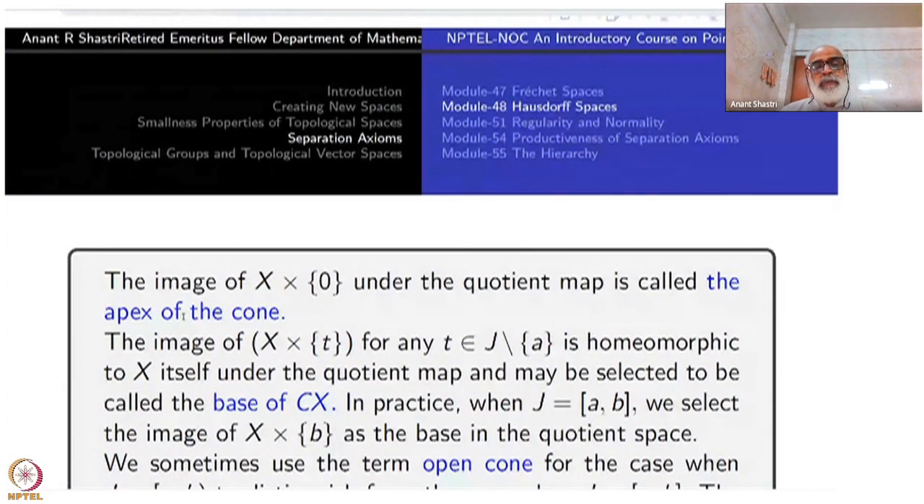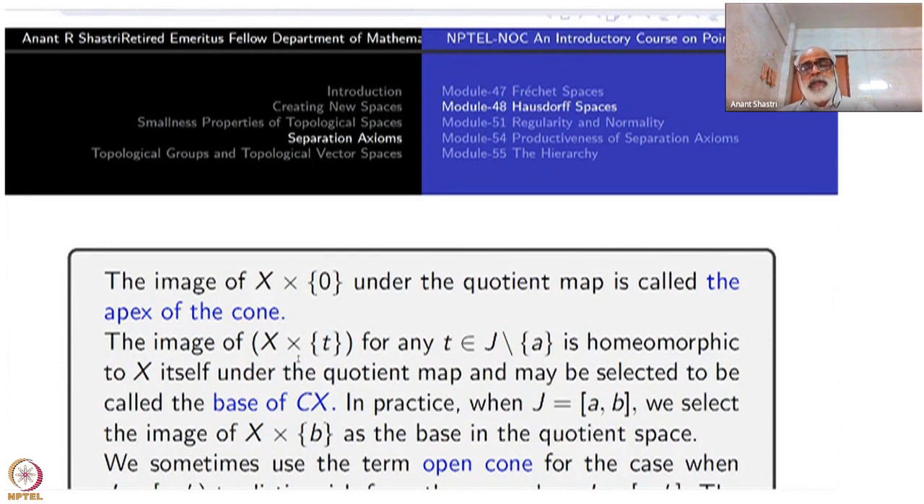So the image of X cross A under the quotient map is called the apex of the cone. What single point it is, the entire X cross 0. So that will be called apex of the cone. The image of X cross T for any T not equal to A: there is a point other than A, they are all as they are. There is no identification. So X cross T to its image is a homeomorphic copy of X.